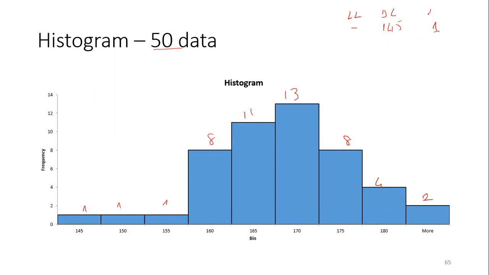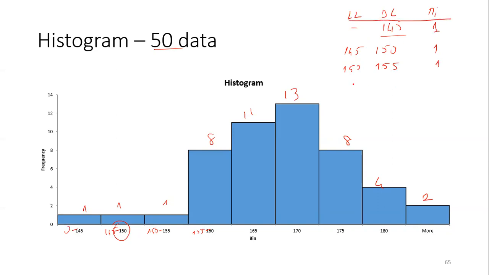So there is one guy whose height is shorter than 145 centimeters, and one guy between 145 and 150. This is one guy here. So in fact, this is 145 and, let's say, 0 centimeters. This is 145 and 150, this is 150 and 155, 155 and 160, and so on and so forth. So one person here.